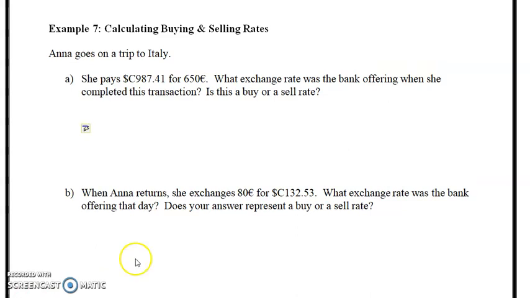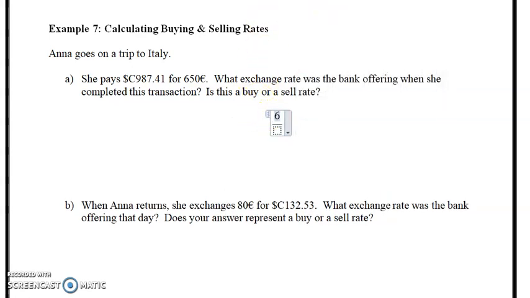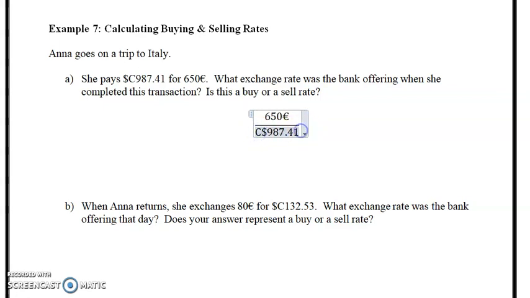Let's talk about this. Think of it as a unit price. I'm going to convert it to 1 Canadian dollar, so I need to figure out how many euros it is per Canadian dollar. What I'm going to do is divide the 650 euros by the Canadian amount, 987.41 Canadian dollars.